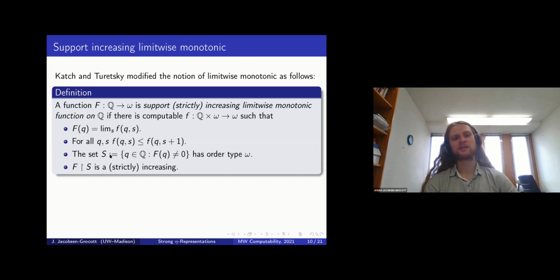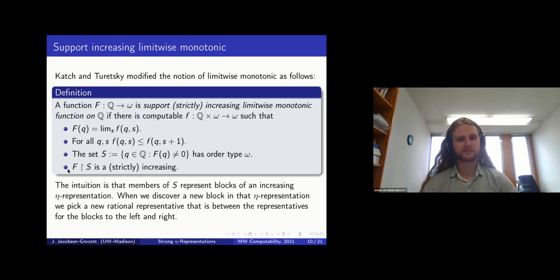So there's the set S for the support, which is the collection of all rationals q such that F(q) is not equal to 0. And we want this support to be order type omega, and if we restrict F to its support, then it should be a strictly increasing function. The intuition of how these are used is that the members of S will represent blocks of an increasing Ada representation.